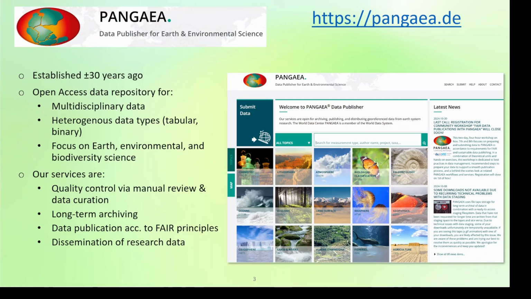The data is quite often very heterogeneous, so we archive different types of data and different types of data files. We focus mainly on tabular data, but we can also archive and publish binary data like pictures, images, videos, and specific file types from seismic research projects. But our focus is Earth, environmental and biodiversity science so far.